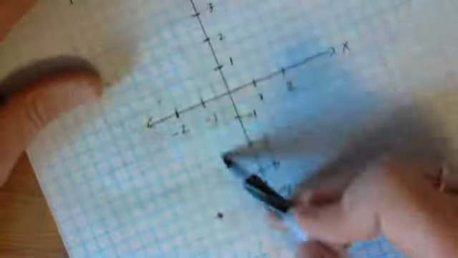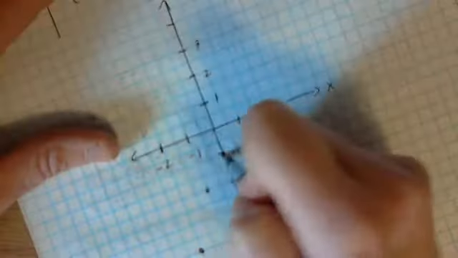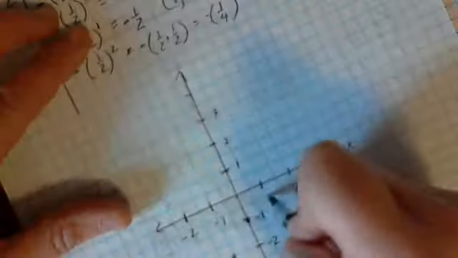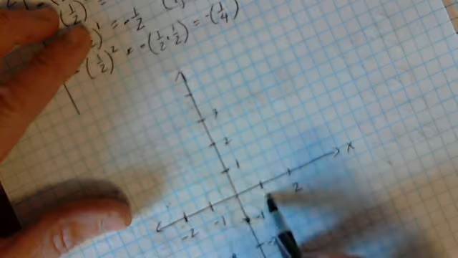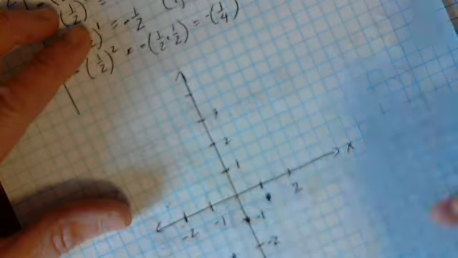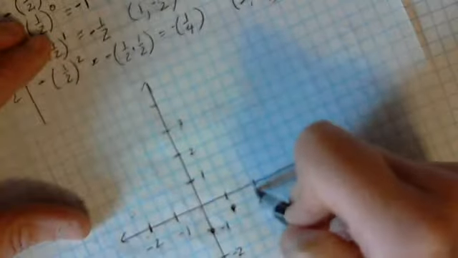The next value is -1, -2. So left 1 and down 2. Then we have 0, negative 1. Don't go left or right, but go down to negative 1. Then 1, negative 1/2. Go right 1 and then down a half. So a half of a space between here and here would be to here. And then finally 2, negative 1/4. So over 2 and down half of a half, right? So halfway in between this space and this space.